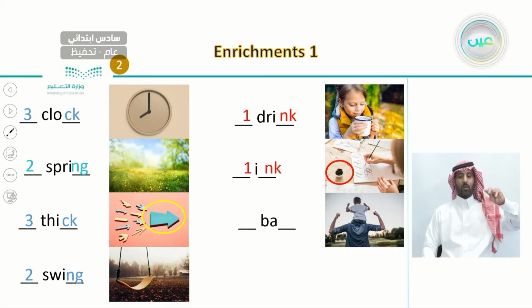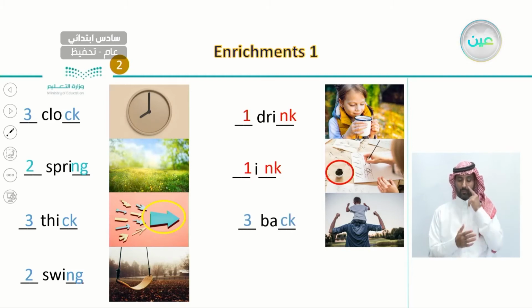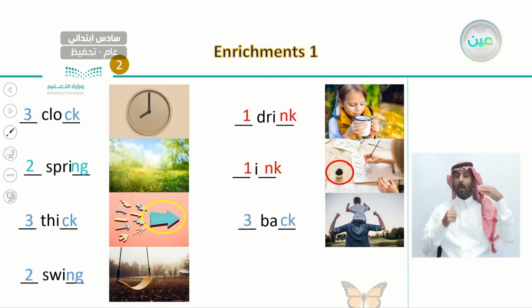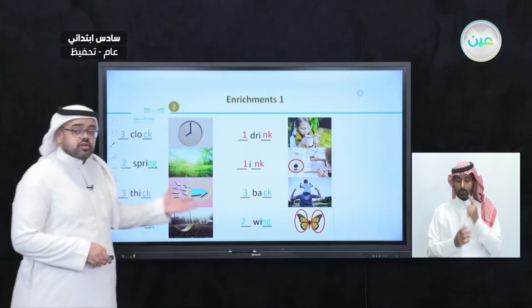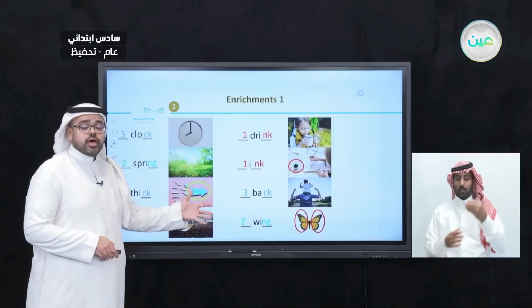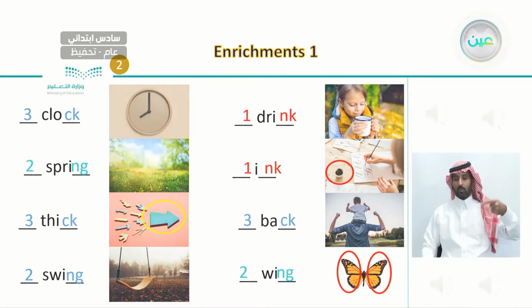And also here, what do we have here? What is this picture? It is a picture of a bag. And finally, this is a picture of a wing. So here we have different words with the same sound, wing and thing.